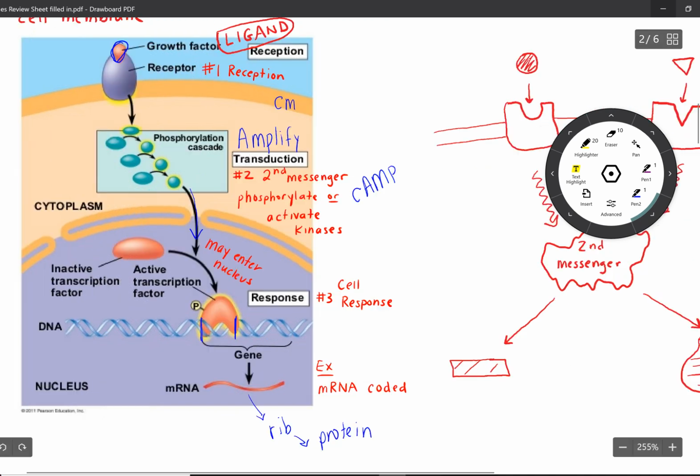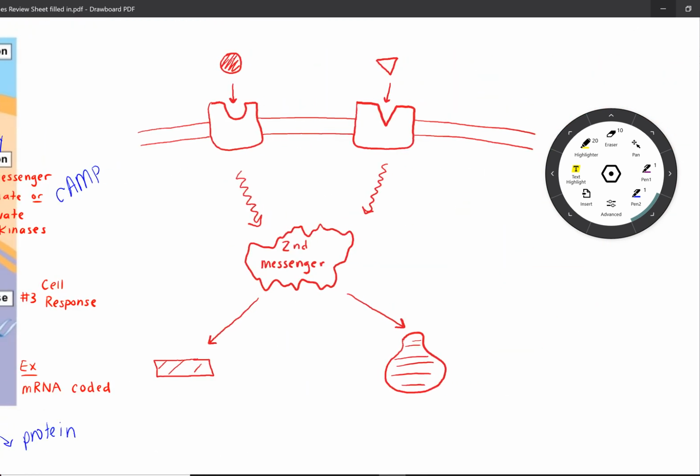Now, what could also happen is it is possible that a second messenger, which is in the middle of the signal transduction, could be used by two different ligands. So in the left-hand case, we have a round ligand. We'll call it ligand 1. That's going to bind with what is known as receptor 1, and it's a protein receptor.